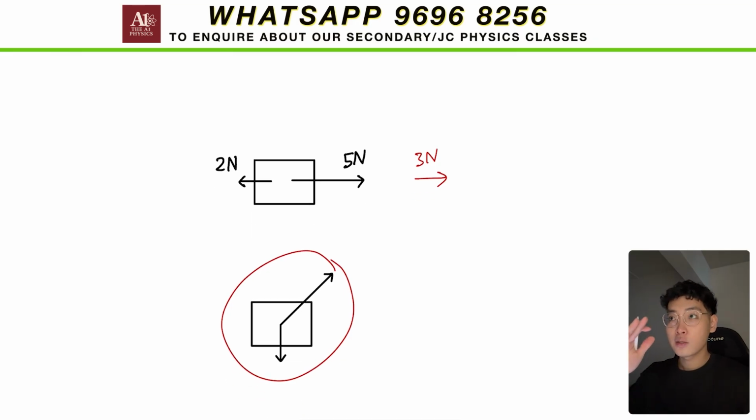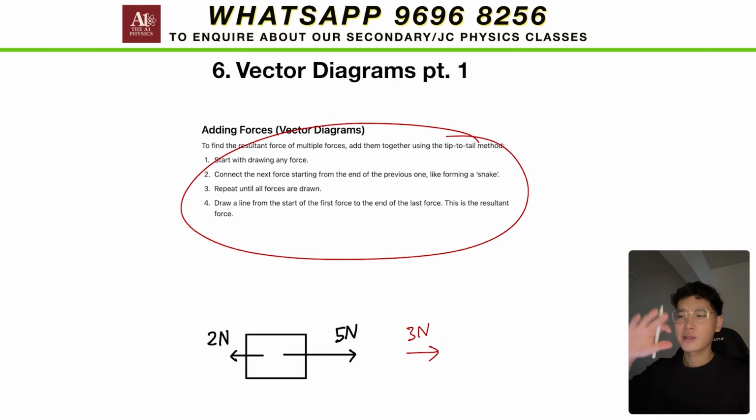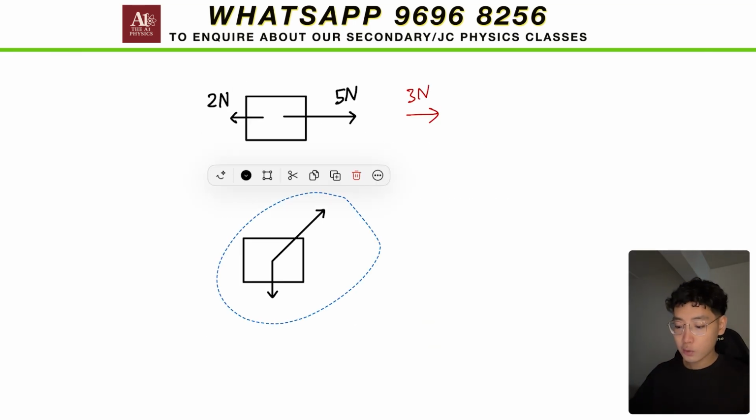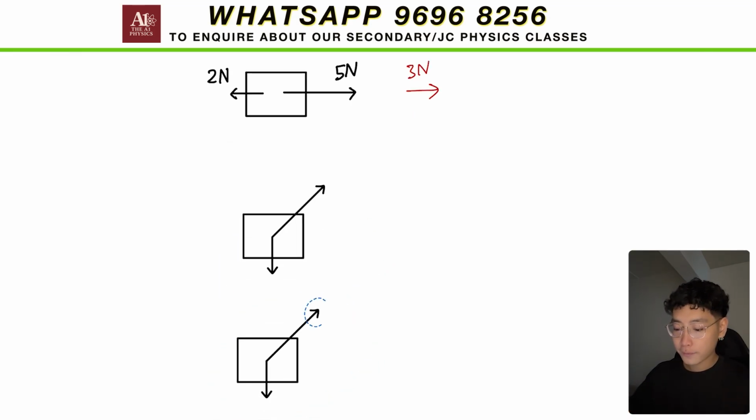So you want to add these two forces together using the tip to tail method over here, right? This one is a very long list, but I'll just show you how to add it. So over here, if we have these two forces, how do we find the resultant of these two forces? The first thing I'm going to do is take one of the forces like this. Next, I'm going to connect the second force to the end of the first force like a snake. This is called the tip to tail method.